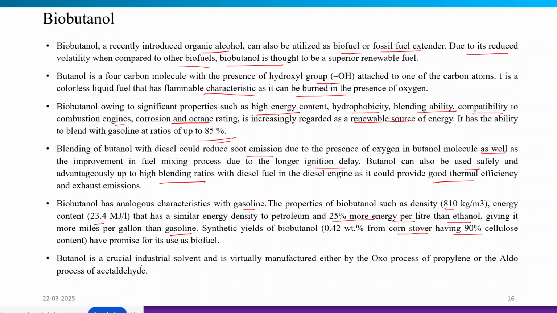Butanol is also a crucial element because it is widely used as an industrial solvent and is virtually manufactured either by the oxo process of propylene or the aldol process of acetaldehyde. So it can also be manufactured using chemical processes.